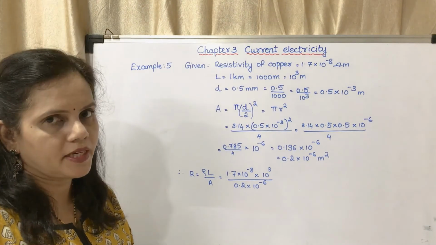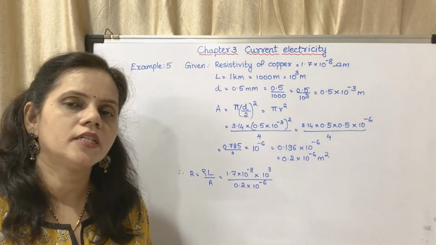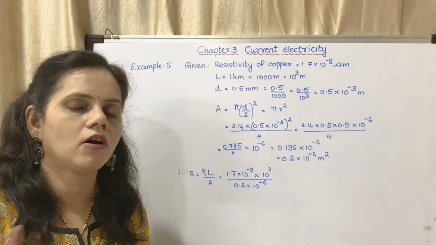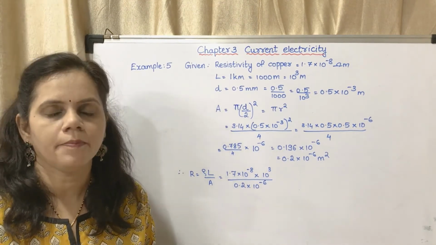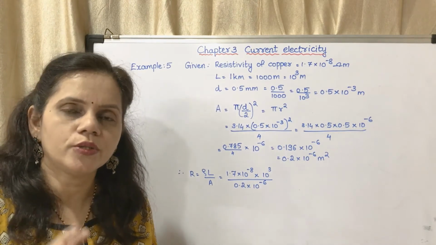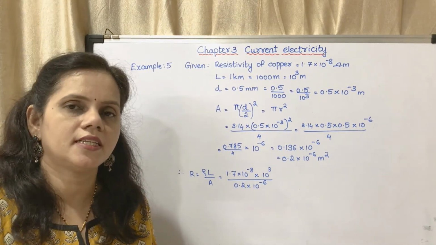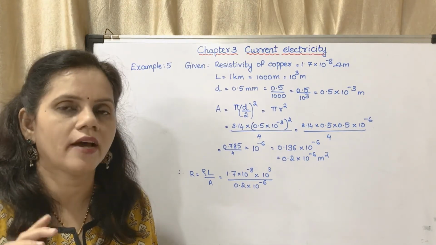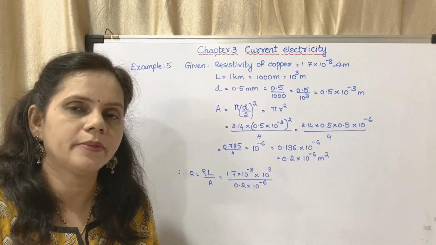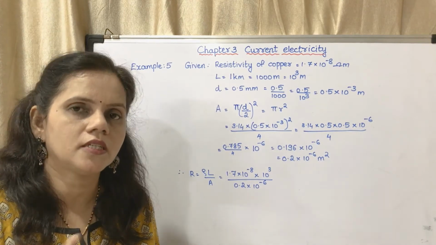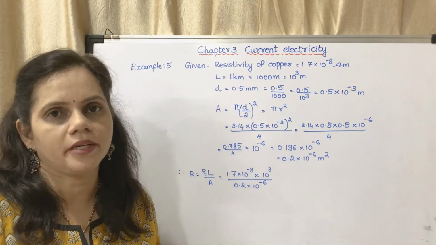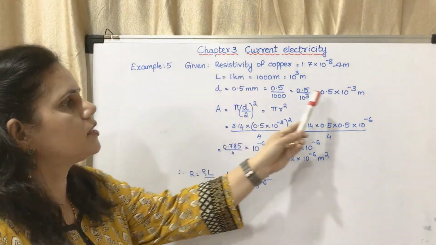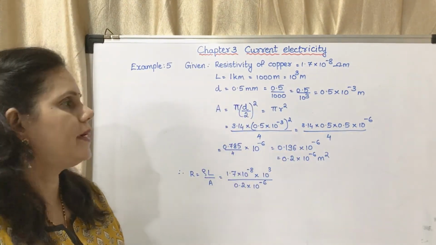to minus 3 meter. So while doing the numericals, you may note that either all the values should be in centimeter or all the values should be in meter. Okay, it won't do if one is in centimeter, other is in meter and another is in kilometer. You cannot take those values. You have to convert all of them into either meters, all of them into centimeters, or all of them into millimeters or so. Okay, so here the diameter has been given in millimeters, so it has been converted into meters.